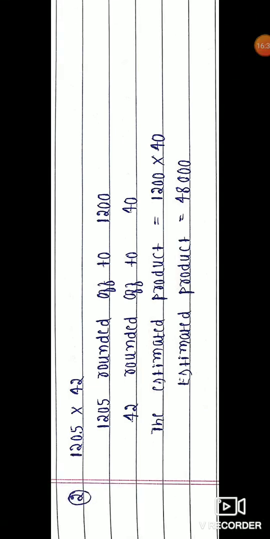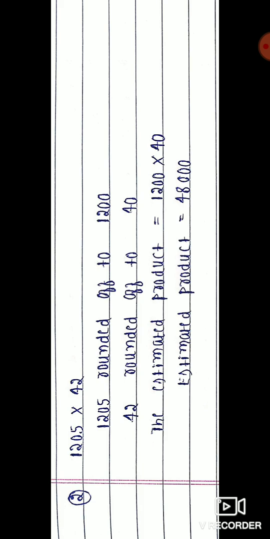So take the next problem, that is 1205 into 42. Here you have to give a rough estimate by rounding off to its nearest hundreds and also a closer estimate by rounding off to its nearest tens values. Here you have to consider an estimate by rounding off to its nearest hundreds as well as its nearest tens values.